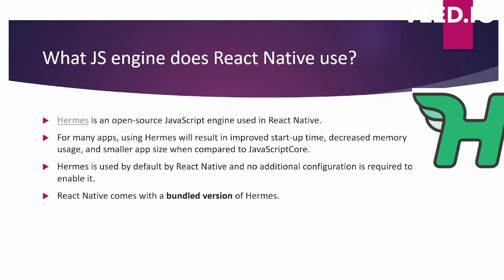So React Native is a framework which uses React JS, right? And React JS is a JavaScript library. Now JavaScript is not understood by the mobile directly, right? Or the browsers directly. They need a JavaScript engine to execute the JavaScript code, right?